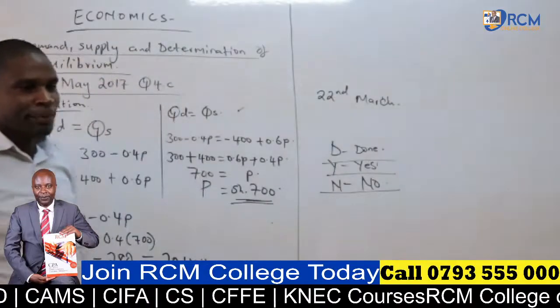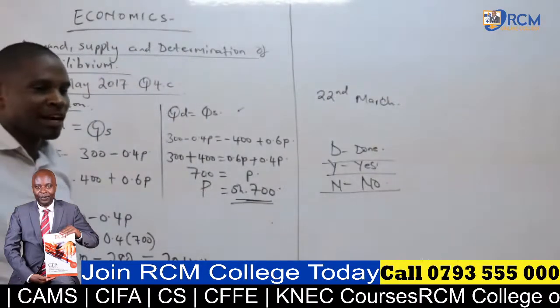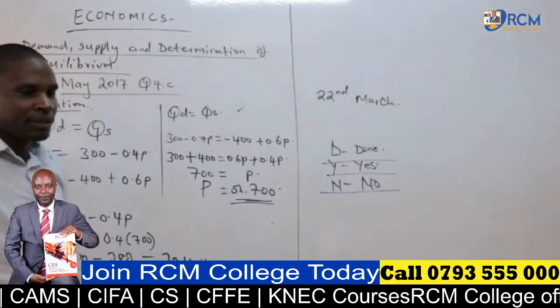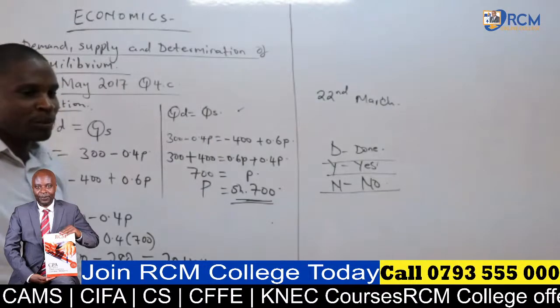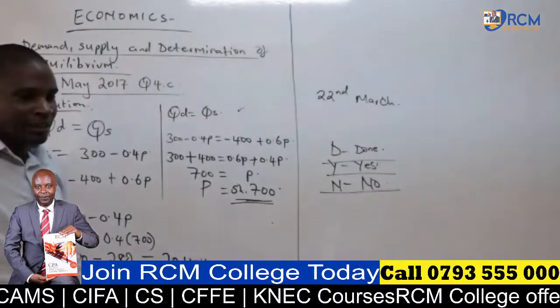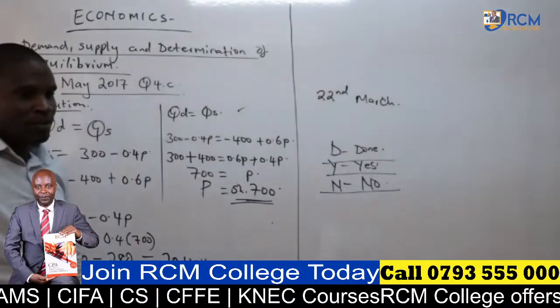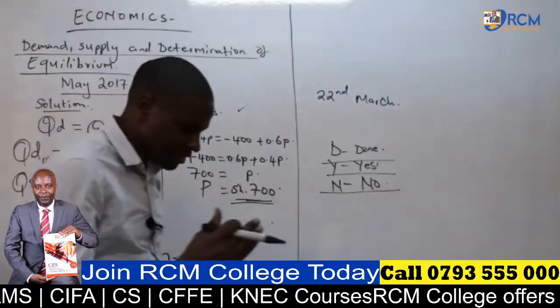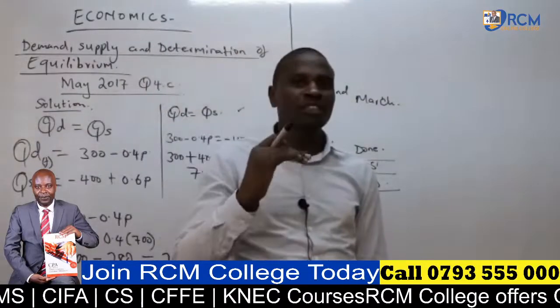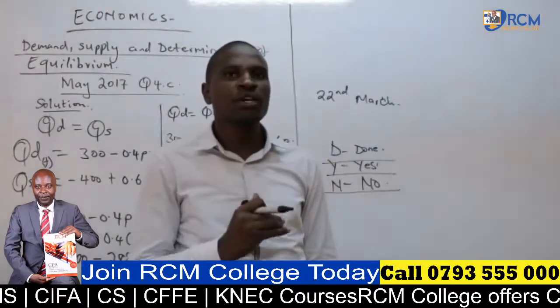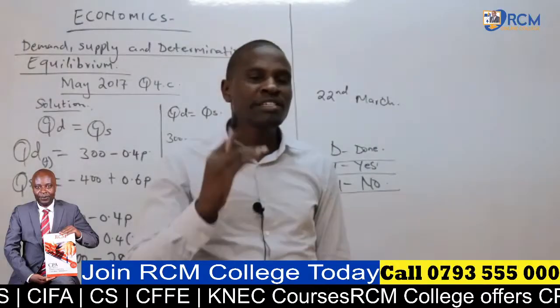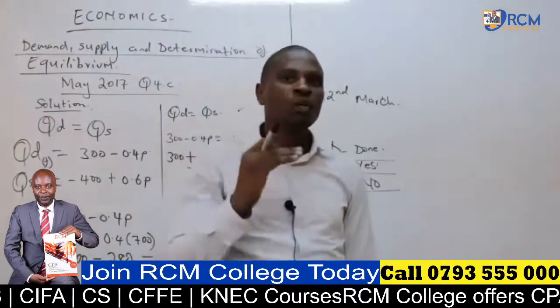Haya, hapa ndio itaonyesha kama umeshika what you have been doing. Kanana tuambia 20. Quantity supplied 20. They're telling me 20. Exactly. Remember we said that at equilibrium, the quantity supplied is equivalent to what? To quantity demanded.